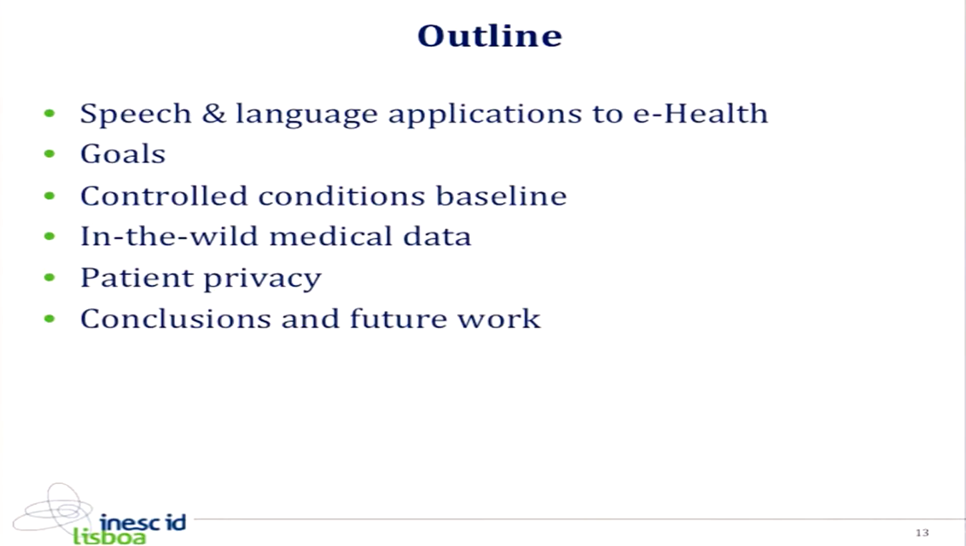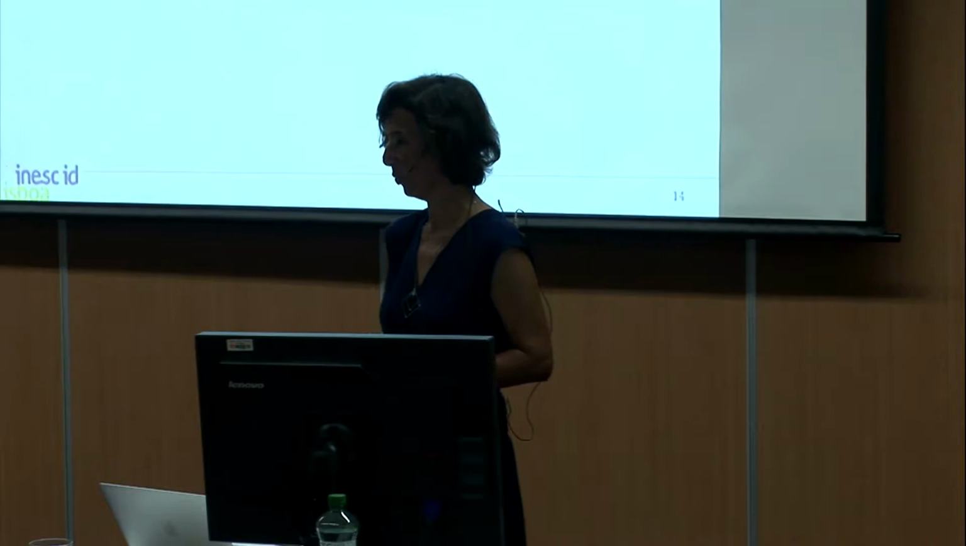So I'll start by describing the baseline with which I will compare the two proofs of concept that I am going to derive, the in-the-wild data and the privacy part. So this will be my control conditions baseline. Then I'll describe the work that we've done to address these two goals, and then, of course, conclusions and future work. So let's talk about our control conditions baseline.